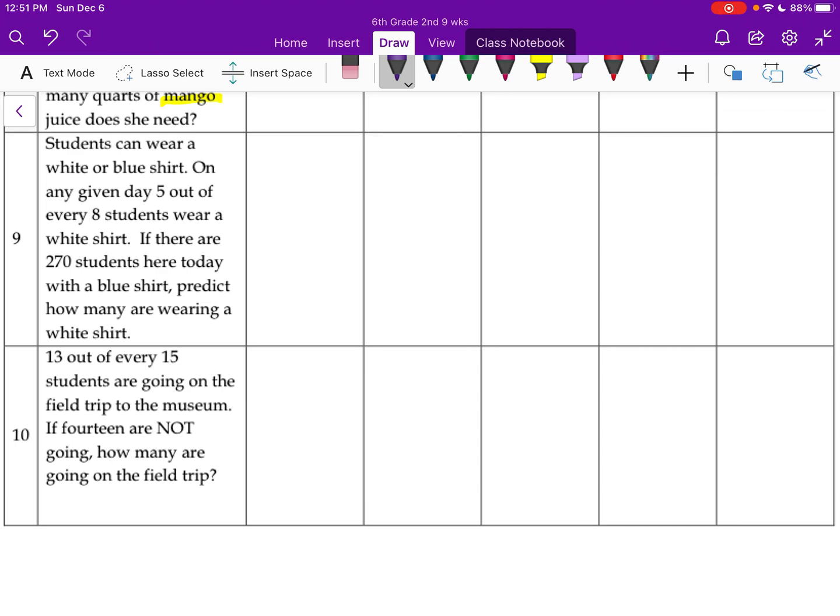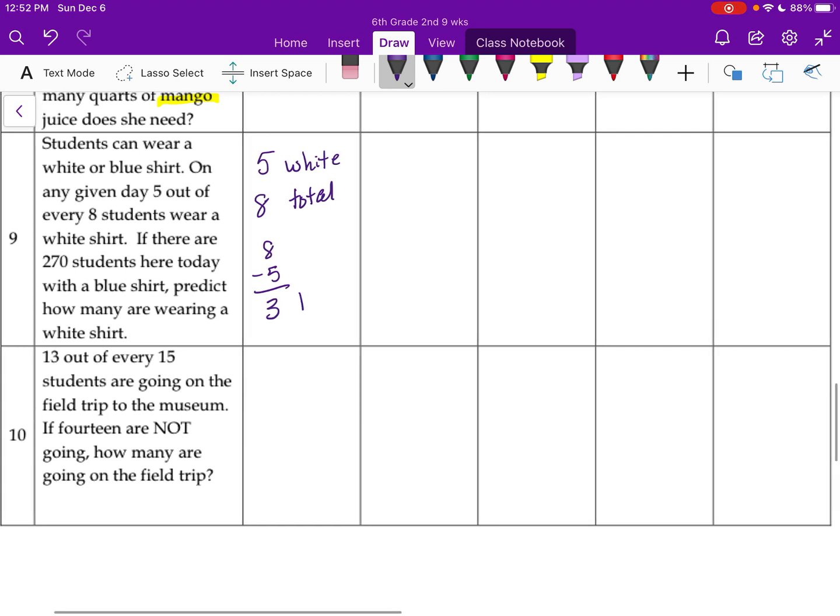All right, so it says 5 out of every 8 wear white. So 5 wear white. 8 is the total. So to get how many wear blue, we would say 8 minus 5 is 3. So 3 would wear blue. Okay, so let's look for the ratio that we need. There are 270 students here today, and it's trying to trick us with a blue shirt. At first I thought that was the total. It's not, because the 270 are wearing a blue shirt. Predict how many would be wearing a white shirt. So make sure you read carefully.